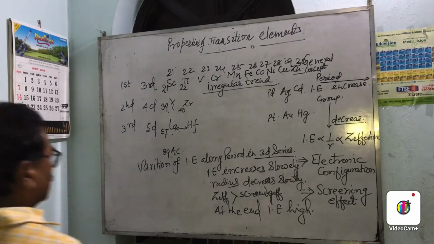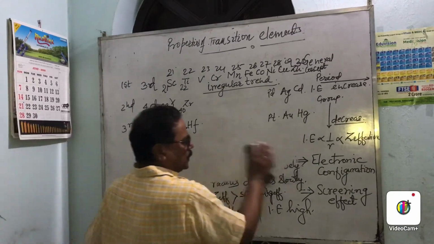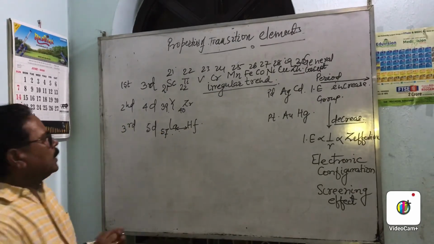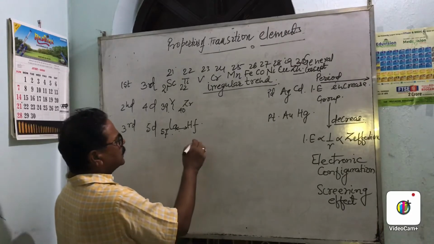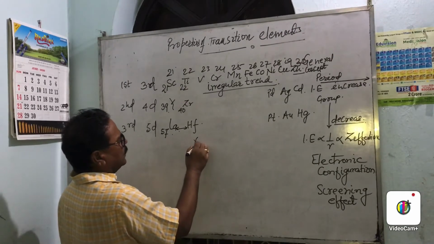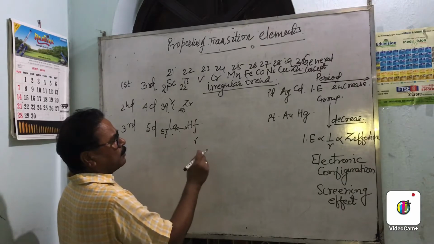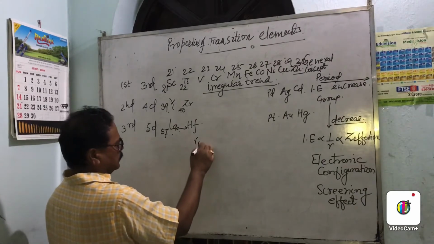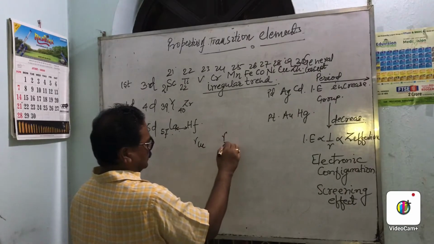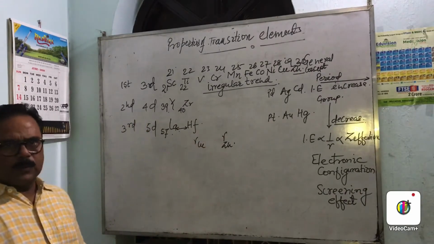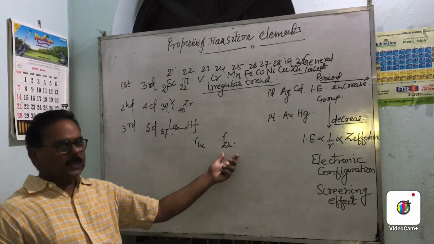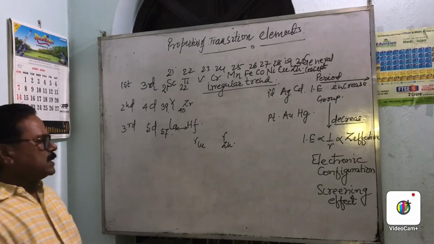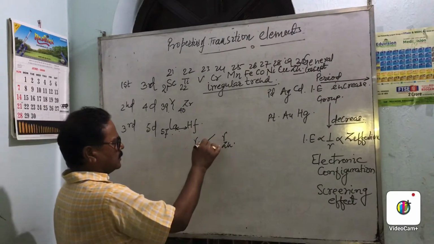Now, so we take a case. Suppose we take the radius. What we see is that we compare the radius of copper and the radius of zinc. So the radius of zinc is smaller than that of copper, since it is at the end of the series.